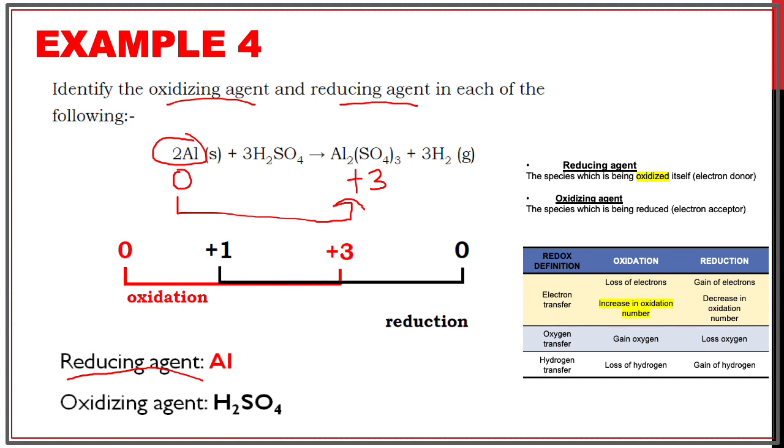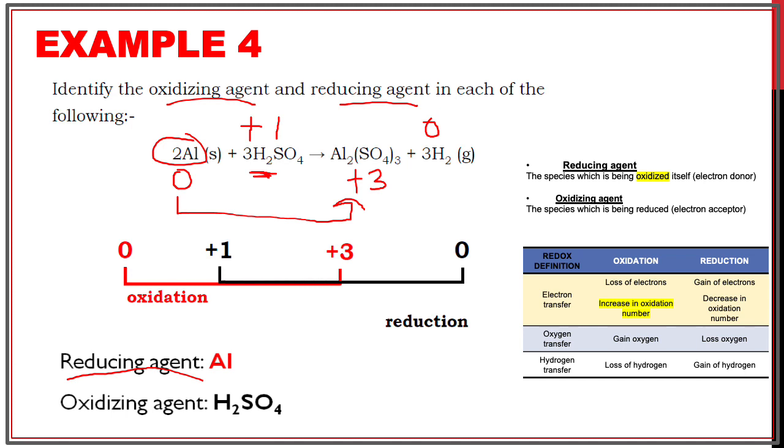Next is the oxidizing agent, sulfuric acid. When you compare the oxidation number of hydrogen, it is positive 1. We learned previously how to calculate the oxidation number. So hydrogen in H2SO4 is equal to positive 1, and then the hydrogen in H2 is equal to 0. So from here you can see that it is decreasing in oxidation number from positive 1 to 0.